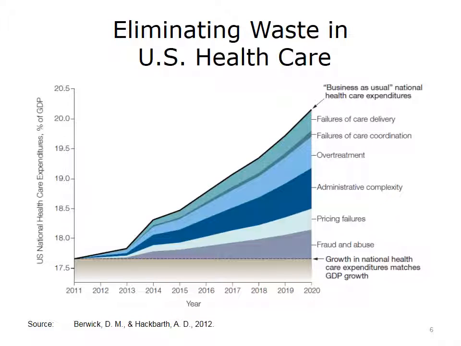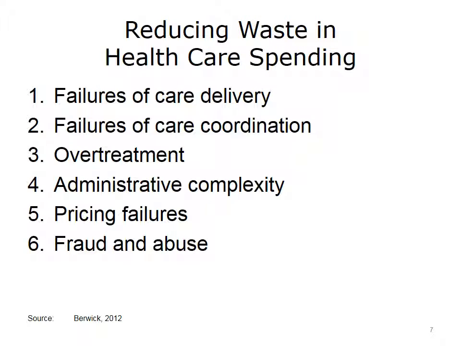As background, the United States spends over $3 trillion a year in healthcare. It is estimated that 25 to 30% of that spending, or almost $90 million a year, is due to unnecessary care and waste. This chart shows the main categories of waste within healthcare and the relative size of their contribution. The categories include failures of care delivery, failures of care coordination, overtreatment, administrative complexity, pricing failures, fraud and abuse. Instead of cost-cutting strategies to save money in healthcare, a better idea is to cut waste.